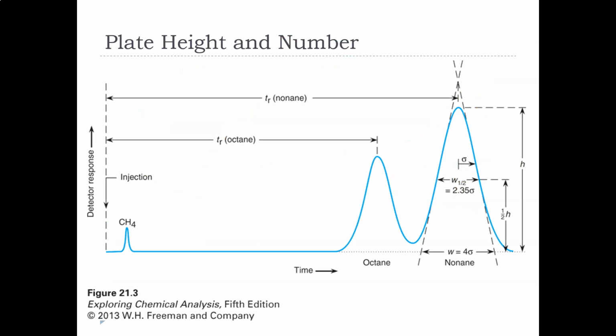So here's another chromatogram. We're focusing on the nonane peak here. And so the W 1/2 is always 2.35 times sigma. So if we know what sigma is, if we're given the standard deviation, the sigma, we can calculate that. The retention time would have to be given.